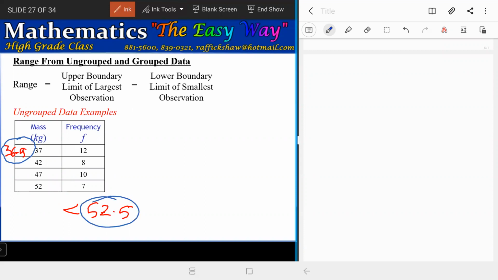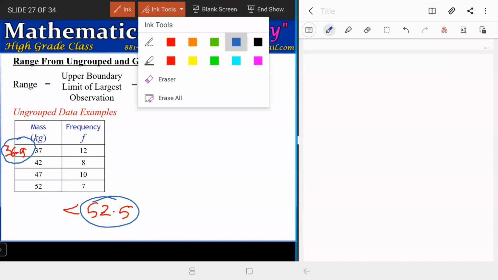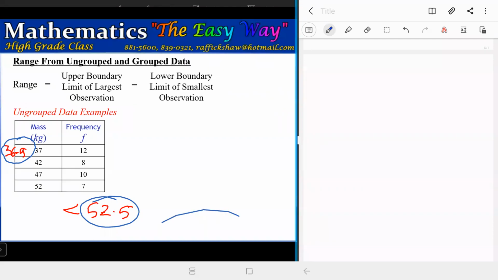That becomes the range of the data, 52.5 minus 36.5. For the first group, the first value is 37. If something measures 36.5, it can be used as 37. And if something measures less than 52.5, like 52.4, it can be used as 52. So the range, therefore, is between 52.5 down to 36.5. So that is the range.